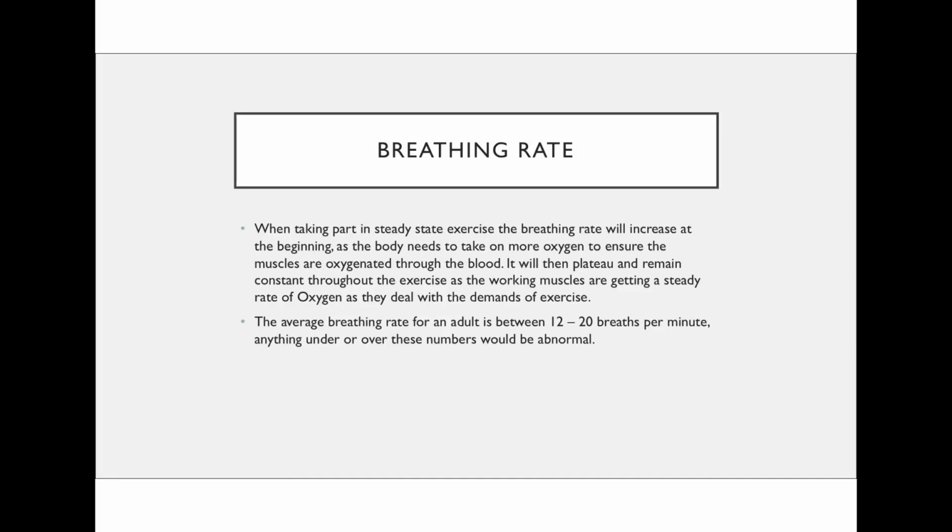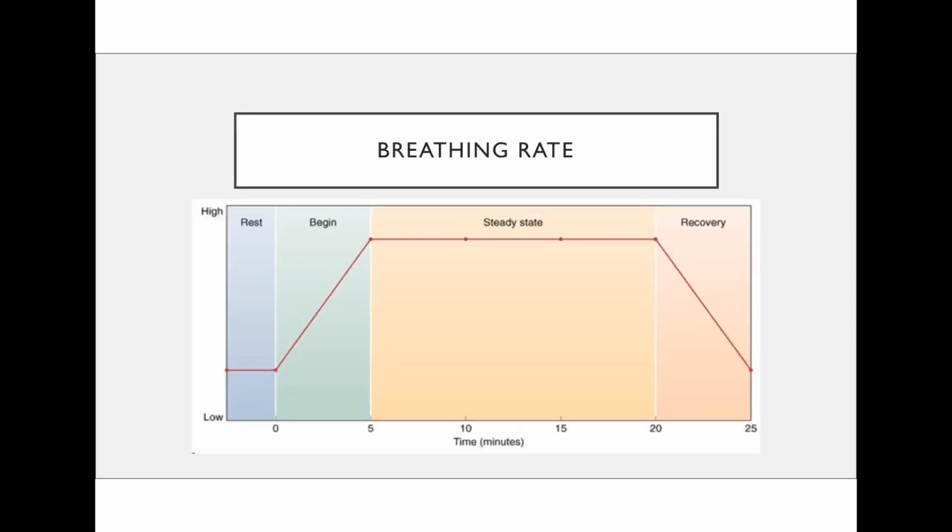When taking part in steady-state exercise, the breathing rate will increase at the beginning, as the body needs to take on more oxygen to ensure the muscles are oxygenated through the blood. It will then plateau and remain constant throughout the exercise, as the working muscles are getting a steady rate of oxygen as they deal with the demands of exercise. The average breathing rate for an adult is between 12 to 20 breaths per minute. Anything under or over these numbers would be abnormal. Here is a graph to show breathing rate in steady-state exercise.